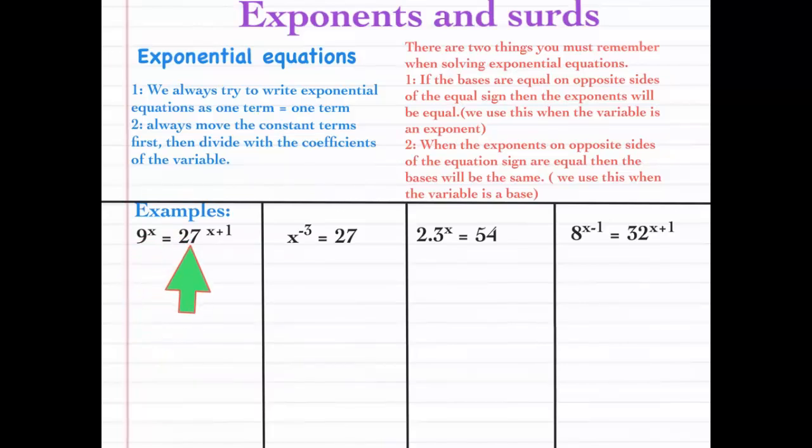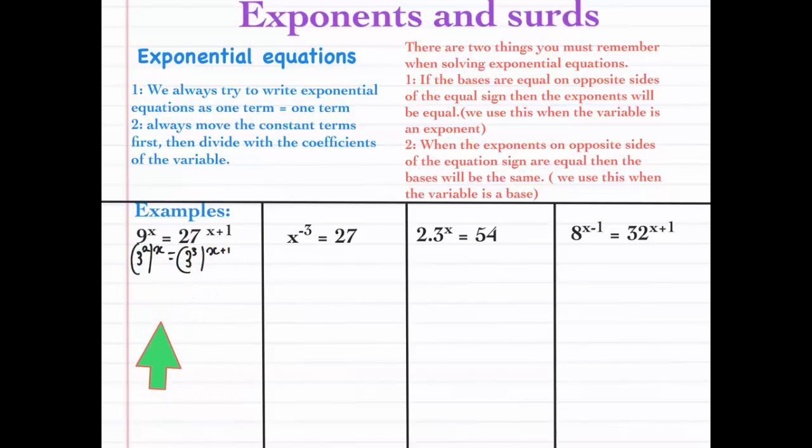And remember, I can immediately start. There's nothing I can move. There are no constant terms I want to move, nor are there any coefficients, because we already have one term equals one term. So let's rewrite this 9 as a 3. It will become 3 to the power of 2, to the power of x, equals 27, which is 3 to the power of 3, and then we have x plus 1. Now that is exactly that, and this is exactly that.